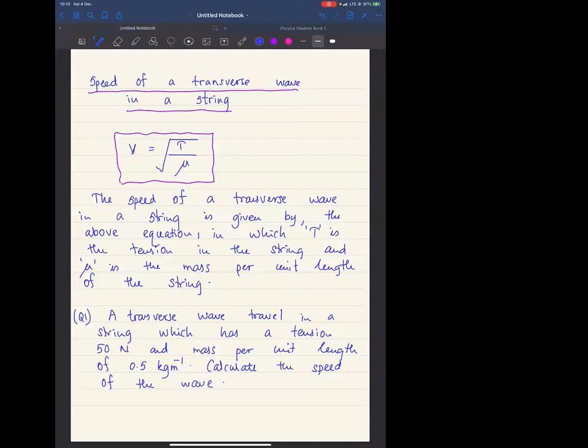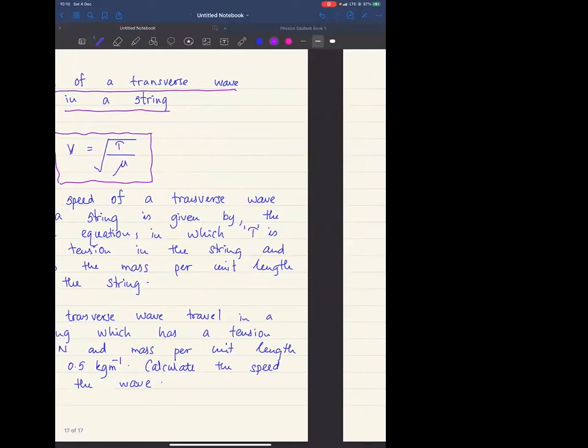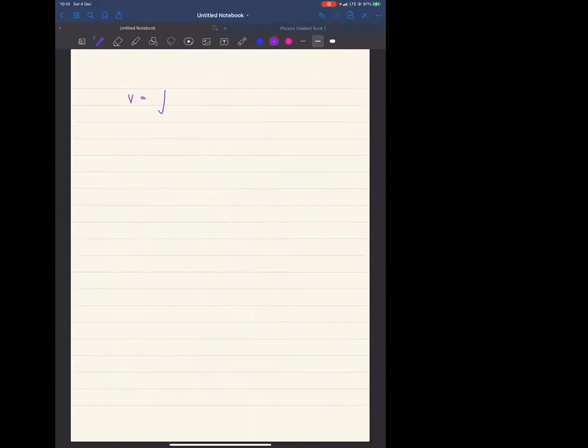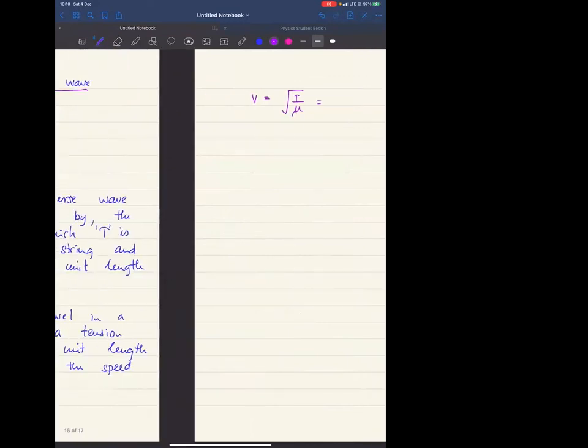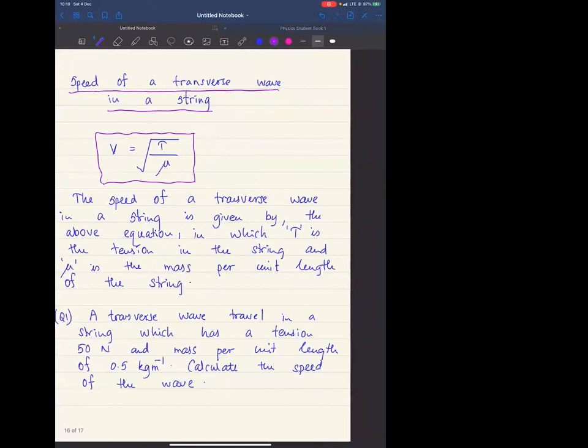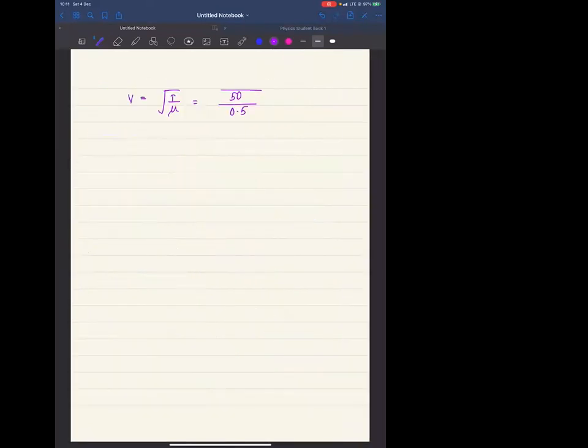So guys, we can use V equals square root of T over mu. The tension in the string is 50 newtons. Mass per unit length is 0.5. So 50 over 0.5 square root. 50 over 0.5 is 100. So square root of 100 means it's 10 meters per second. That is the speed of the wave. Okay.